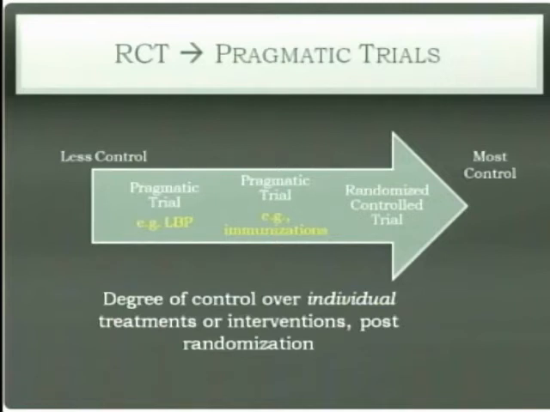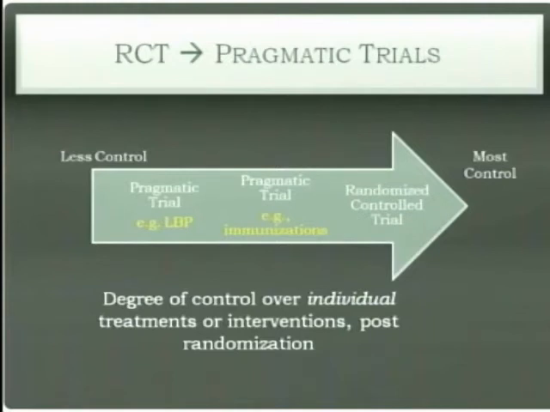And so a pragmatic trial falls in this end of the randomization spectrum, and control. So this is the degree of control over the individual treatments or interventions post-randomization. So in both cases, you're randomizing people, okay? It's just how much control you have over how the intervention is delivered and the contextual environment. So I'll give you 2 examples. You can have a pragmatic trial where you have less control over the intervention.